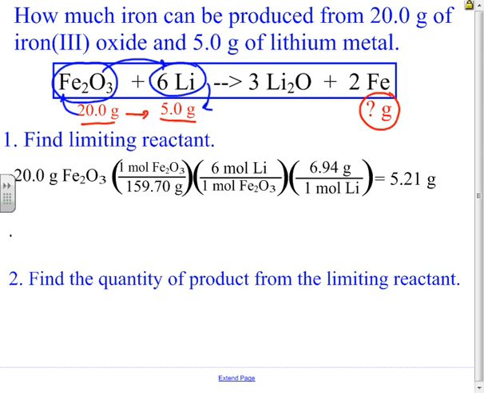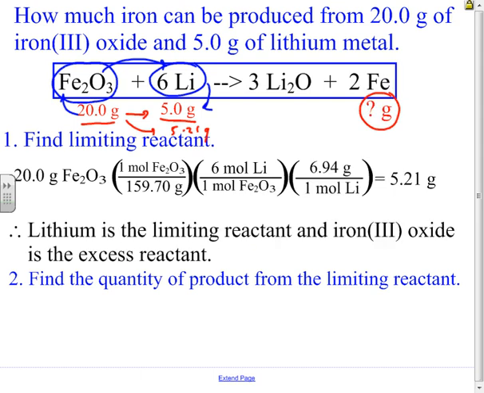So that means for 20 grams of iron 3 oxide, I need 5.21 grams of lithium. I only have 5 grams of lithium. Therefore, there's not enough lithium to completely react with the iron 3 oxide, and therefore lithium is the limiting reactant. So if I want to find out how much of the iron can be produced, I have to start with the limiting reactant, the 5 grams of lithium.